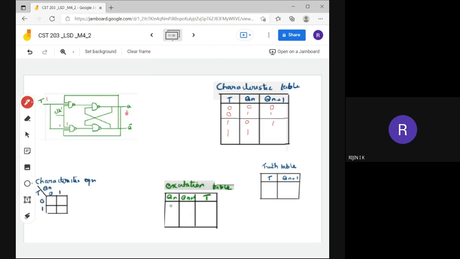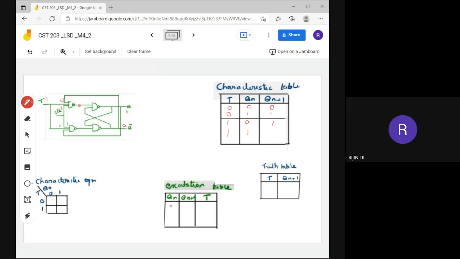Qn is equal to 1 and Q bar will be 0 itself. So first we need to find the output of the first NAND gate. What will be the output of the first NAND gate? Here it is 1. One feedback will come, and here that was 0, so it is 0.